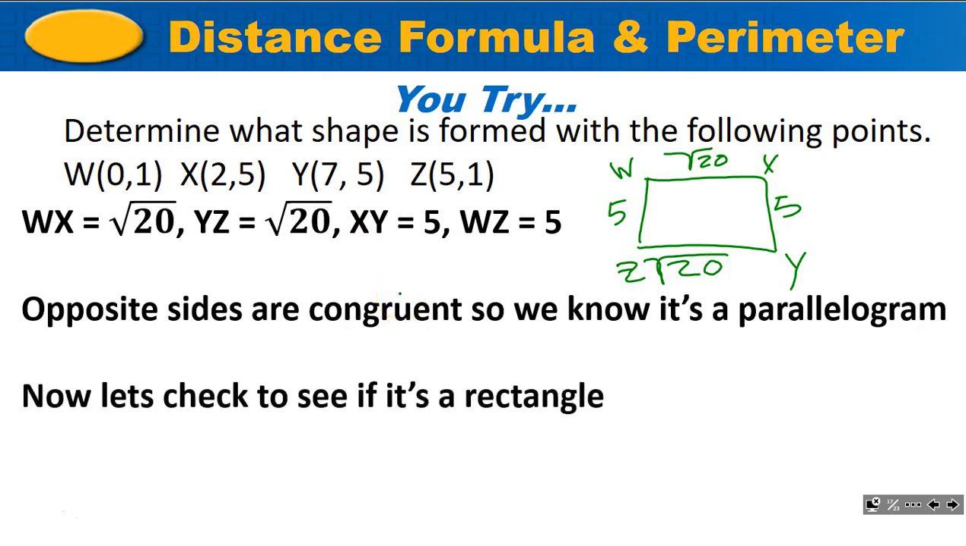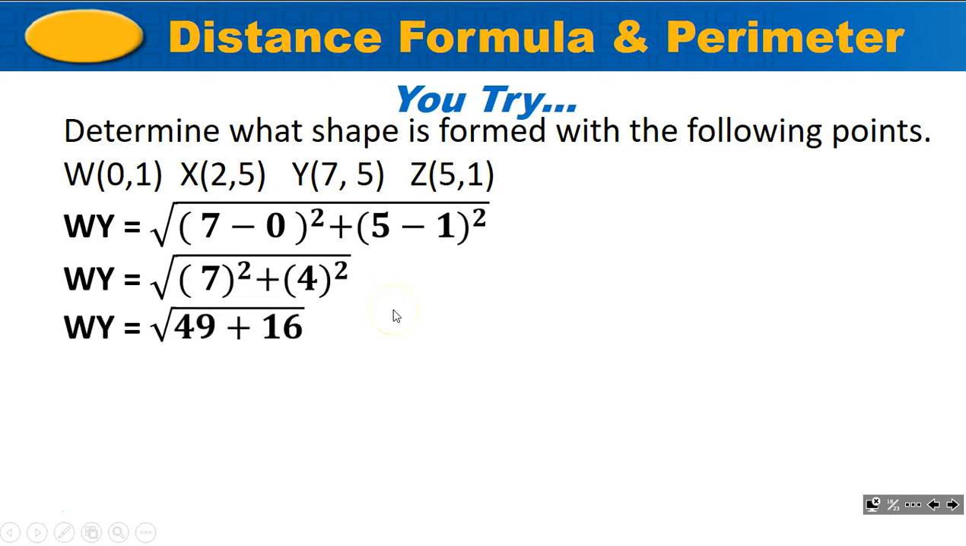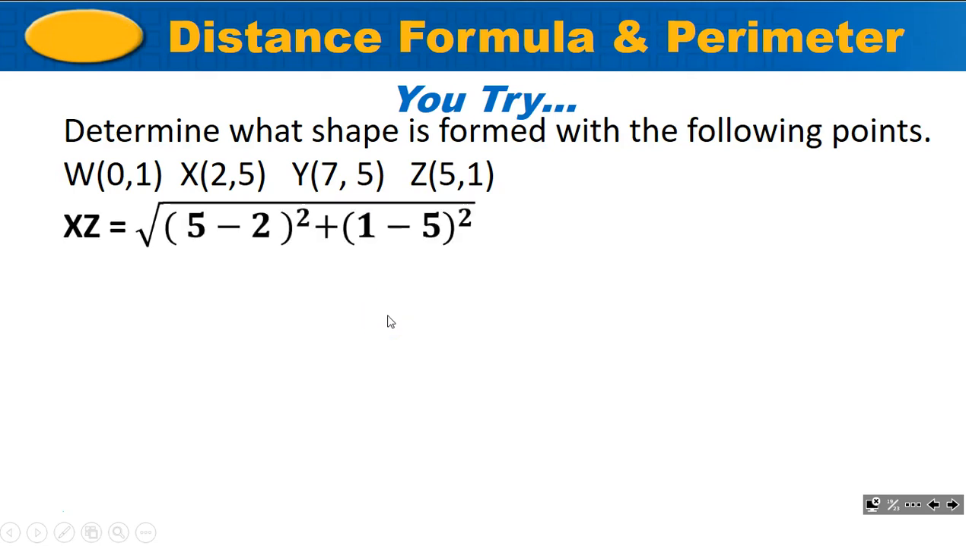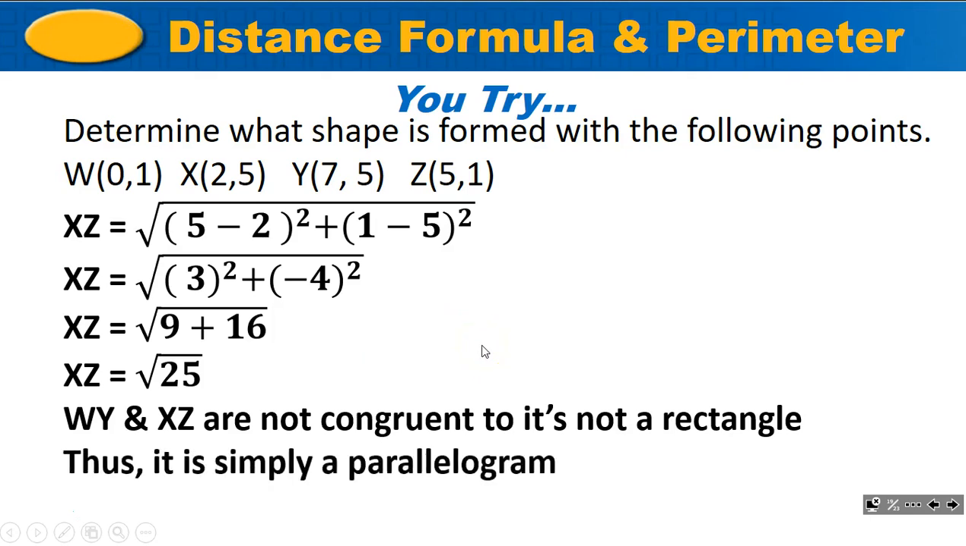Now let's check and see if it's a rectangle. The way we would determine if it's a rectangle is we would find out if WY and ZX are congruent, because if those are congruent, then we can say this is a rectangle. So let's check WY. When we do WY, we get square root of 65. When we do XZ, we get the square root of 25. So square root of 65 and square root of 25 are not congruent, so the diagonals are not congruent, so thus it's just simply a parallelogram.